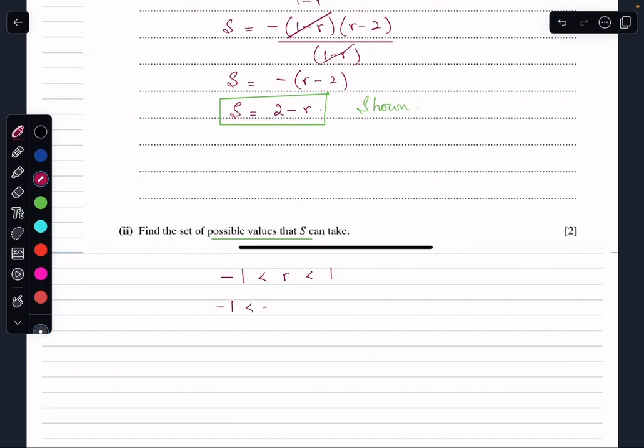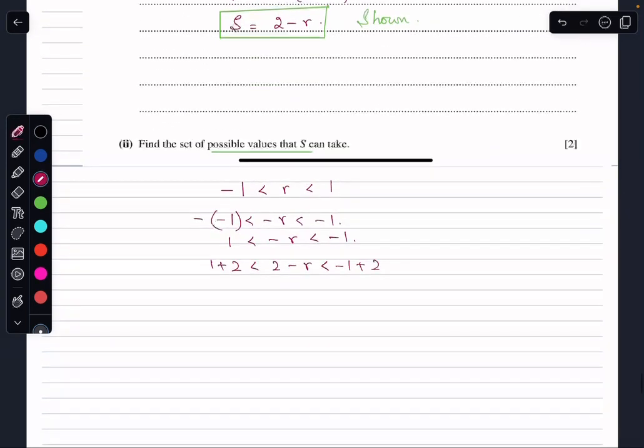So just multiplying everything with negative r, I will be getting 1 less than negative r, which is less than negative 1, and then balancing it with 2, I should say it's 1 plus 2, which is less than 2 minus r, that is less than negative 1 plus 2. So here I will be saying that it's 2 plus 1, 3, less than 2 minus r, which is sum to infinity, that should be less than 1.